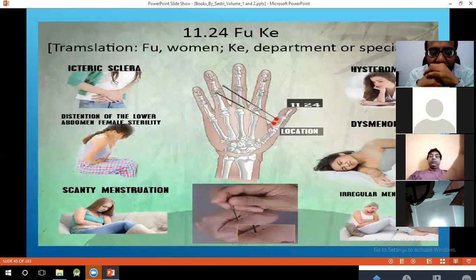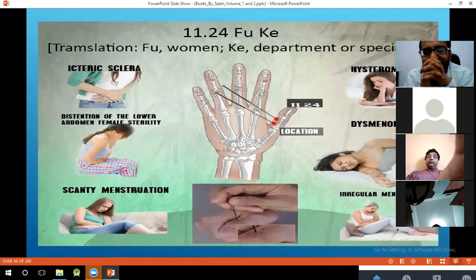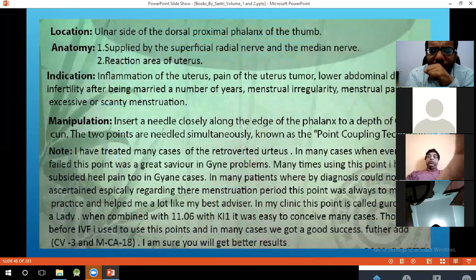This is called Fuki. Fuki is a very good point for a large number of gynae problems. It is called the Department of Gynae in the head. Yes, because it helps in a lot of problems: dysmenorrhea, leucorrhea, irregular menstruation. Combining it with other points, you get really good results. Sometimes you'll get results by which you will be amazed.